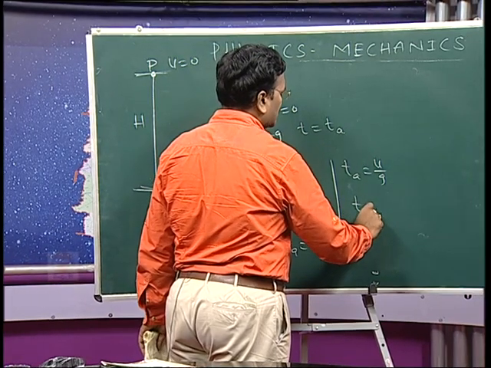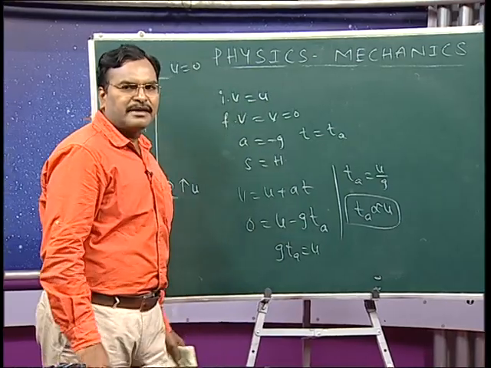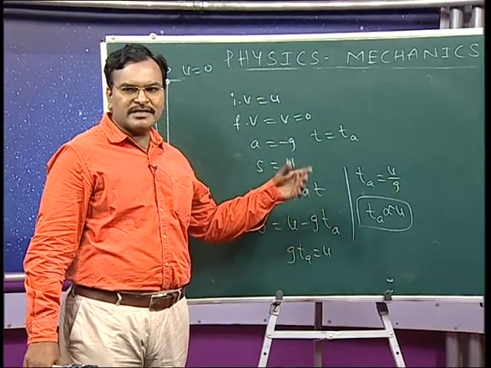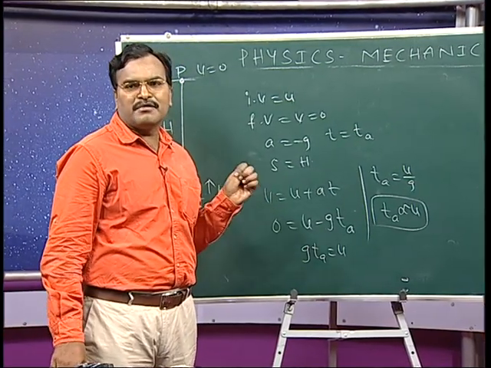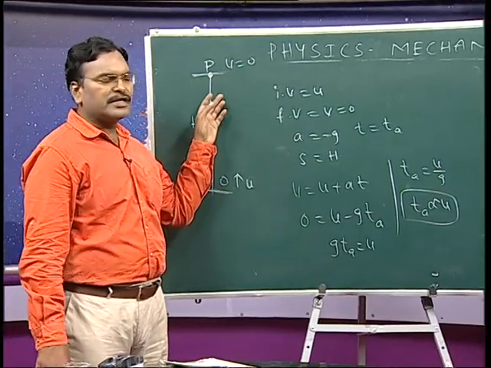Now, Ta is proportional to U. Time of ascent is proportional to initial velocity. Here initial velocity increases, time of ascent increases. What is time of ascent? Time taken by a vertically projected body to reach maximum height.